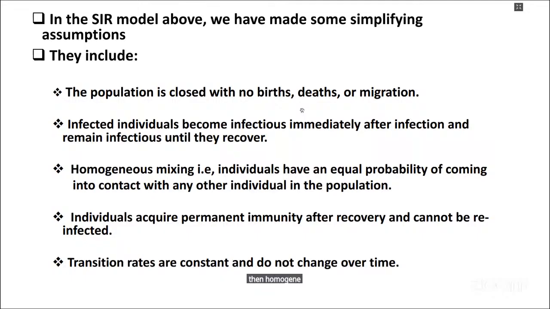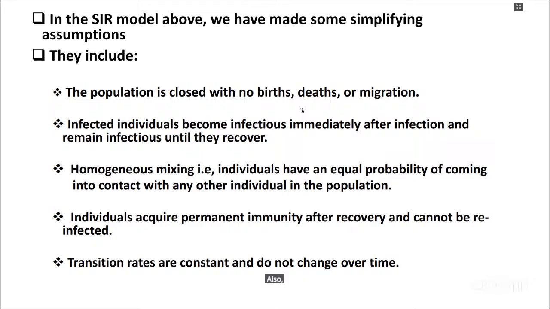Then homogeneous mixing, like the lady mentioned: individuals have an equal probability of coming into contact with any other individual in the population. We have assumed that. But in real life, even in this hotel, have we come in contact with everyone since we came? We have not. But in a small, crowded classroom of children, especially in our public schools, I attended a public junior secondary school where about 100 or 150 were crowded in a class, the probability that everyone will come in contact with each other is quite high. So we have made that assumption for this model.